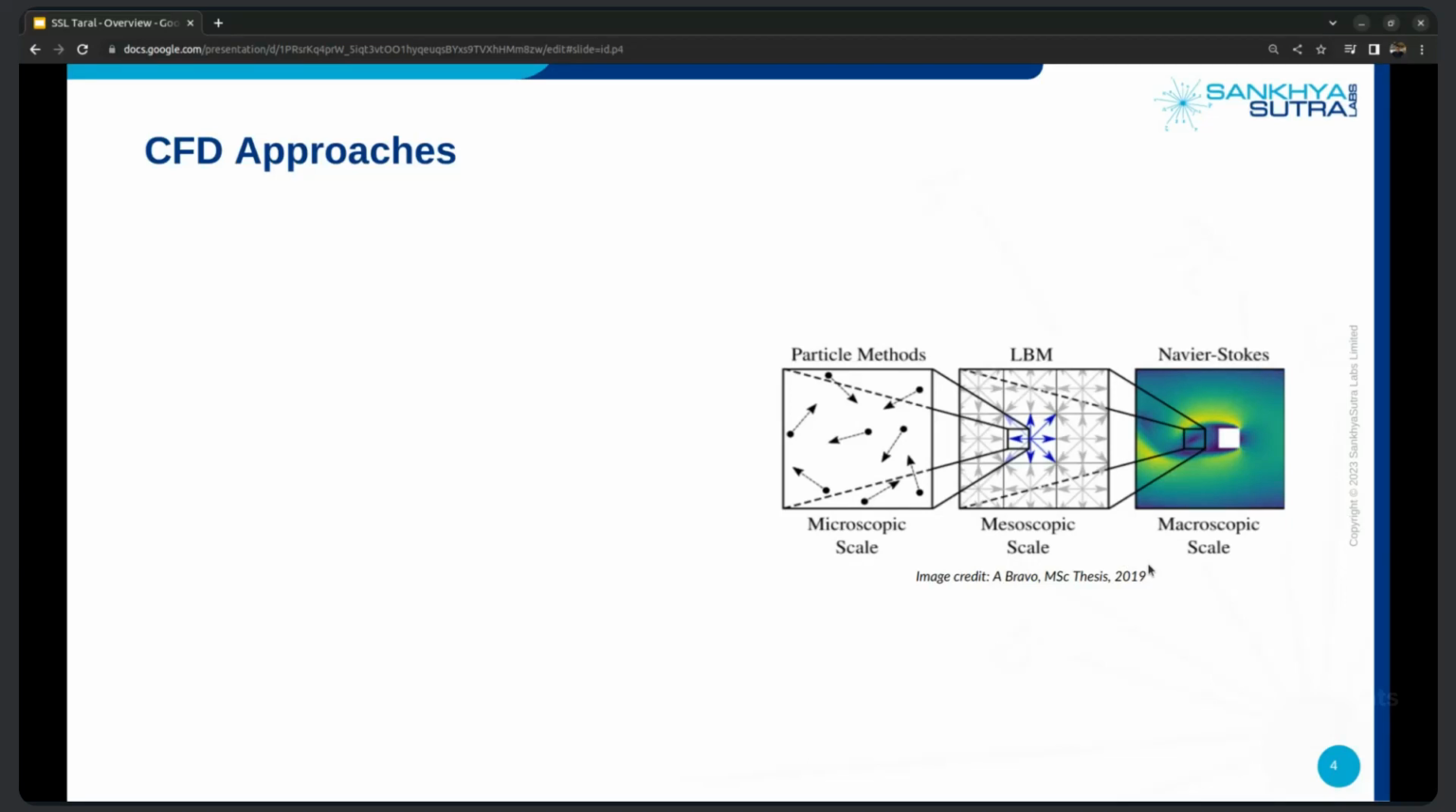Now I told you that we're solving for particle distribution functions. But how do we recover our macroscopic quantities like density and velocity? So it's very simple when it comes to LBM. When you solve for the particle distribution functions, you take the moments of this PDF in velocity space, and this will give you your macroscopic variables like density, velocity, temperature. And because we are solving at this scale, the equation of state is still valid, and you can basically recover your pressure based on the equation of state.